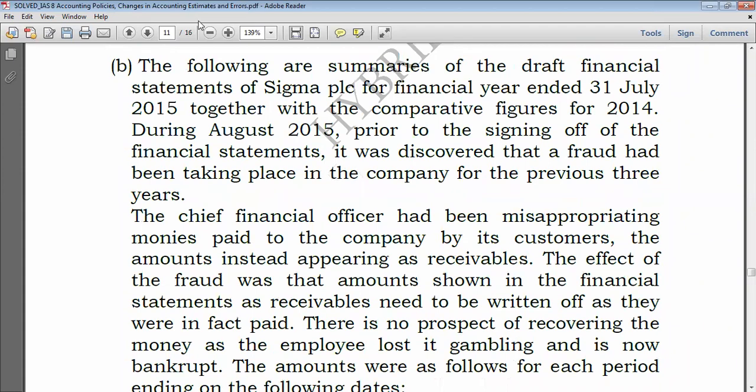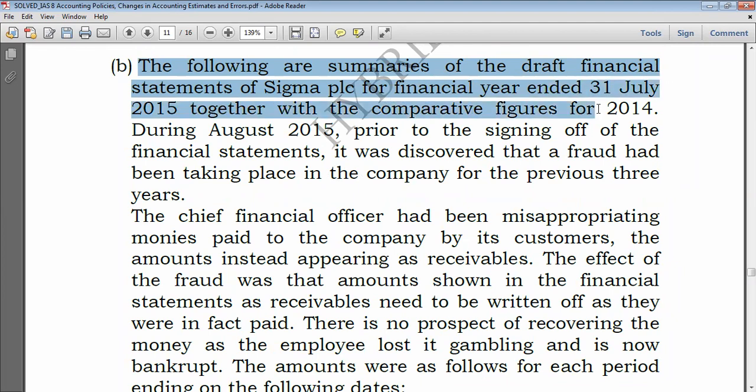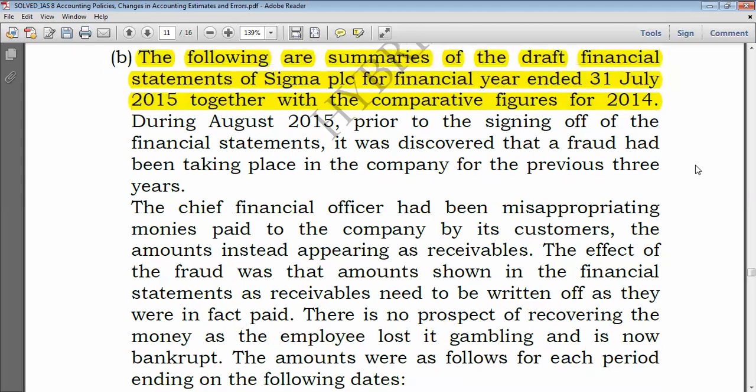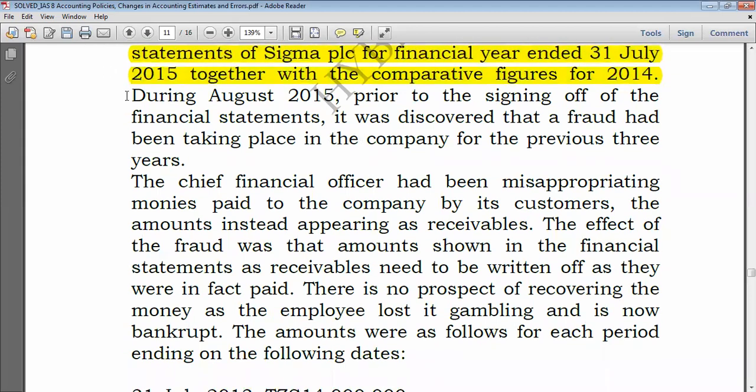So the question says, the following are summaries of draft financial statements of Sigma PLC for the year ended 31st July 2015, together with the comparative figures for 2014. So I've just given the financial statements here. And then we're told, during August 2015, you know, the financial statements end at 31st July.